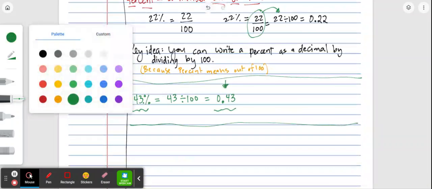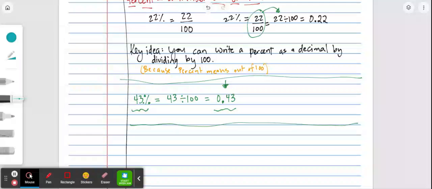Let's try another one, okay? How about 72%? 72%, again, percent means out of 100. So I know that this is 72 divided by 100. And again, I can use my calculator. And the calculator tells me that this is going to equal 0 and 72 hundredths, or 0.72. Okay, again, my percent looks just like my decimal. The only difference is where that decimal point is. So the decimal point was at the end. Now it's 2 spaces over.